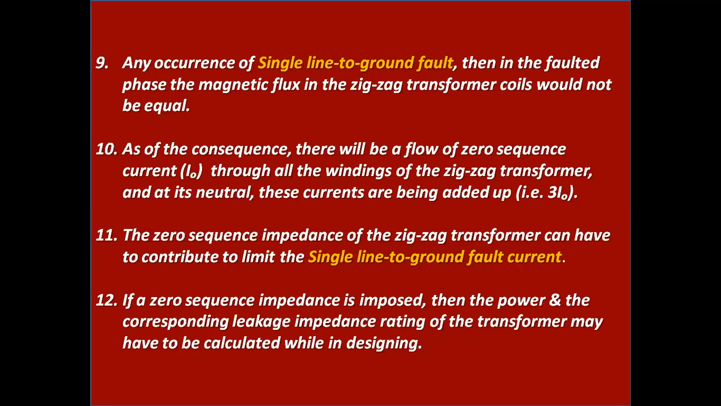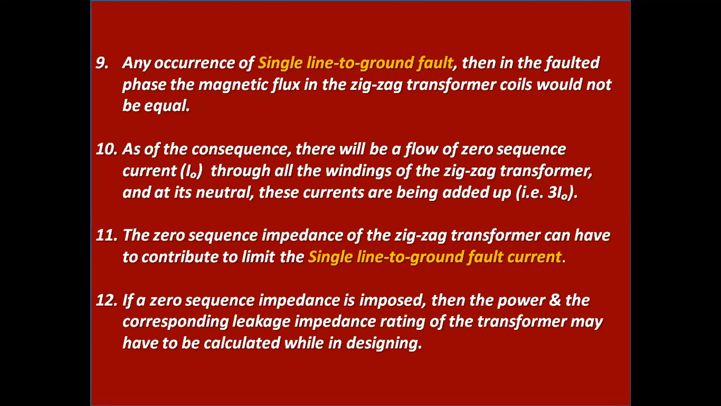On any occurrence of a single line to ground fault, in the faulted phase the magnetic flux in the zigzag transformer coils would not be equal. As a consequence, there will be a flow of zero sequence current, that is I0, through all the windings of the zigzag transformer, and at its neutral these currents are added up, that is 3I0. The zero sequence impedance of the zigzag transformer contributes to limiting the single line to ground fault current.